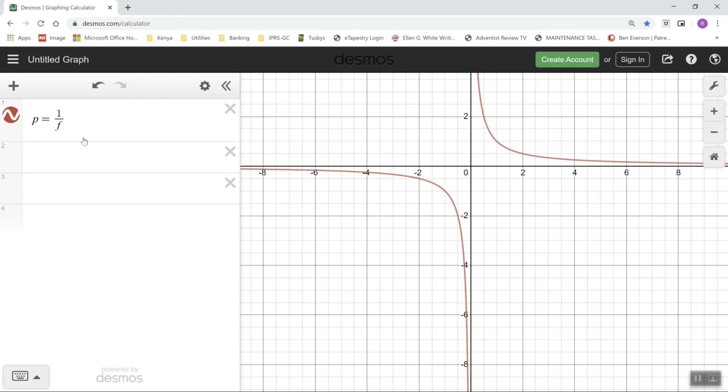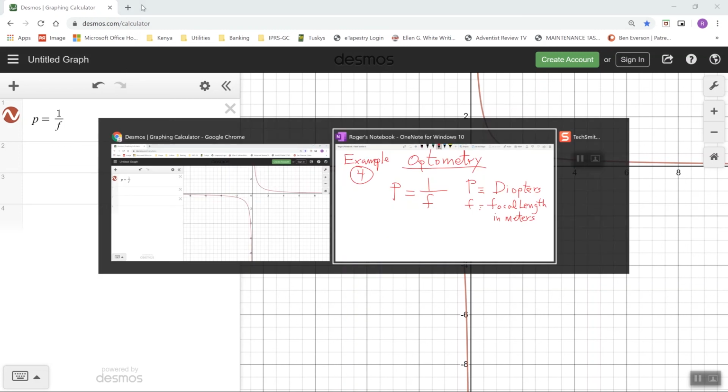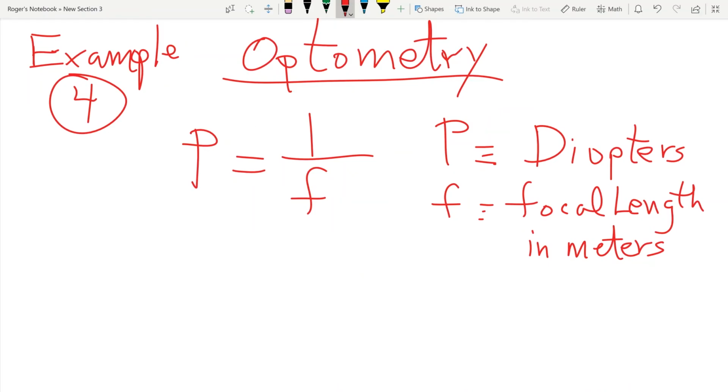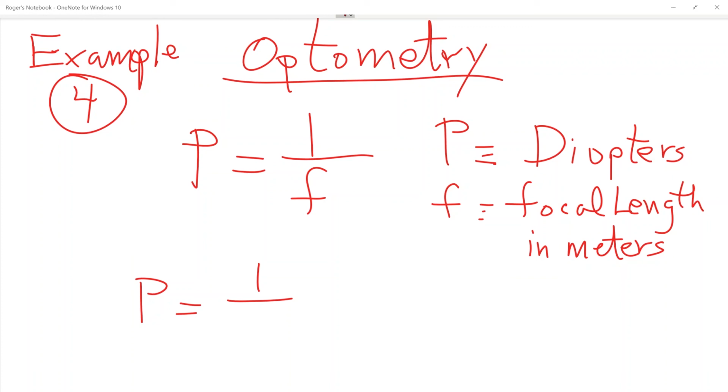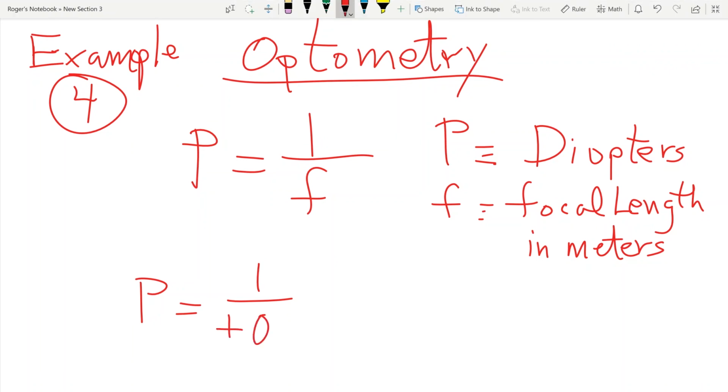Now the next thing they want to know is the following. They say find the power of a lens with a focal length of plus 0.2. So find the power of a lens with a focal length of positive 0.2. Okay, so we will switch back over here to our whiteboard and work that out. So the question is, what is the power in diopters of a lens with a focal length of plus 0.2 meters?